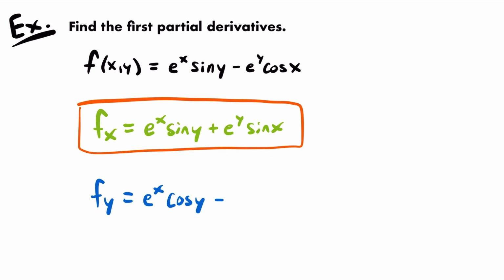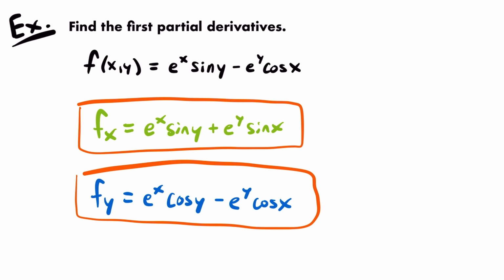You just get minus e to the power of y times cosine x. Okay, and so there we have it. Those are the first partial derivatives of this multivariable function. And remember, once again, what we found here are functions that represent the slope of the tangent line in the x and y directions respectively for a point on the surface represented by this function.